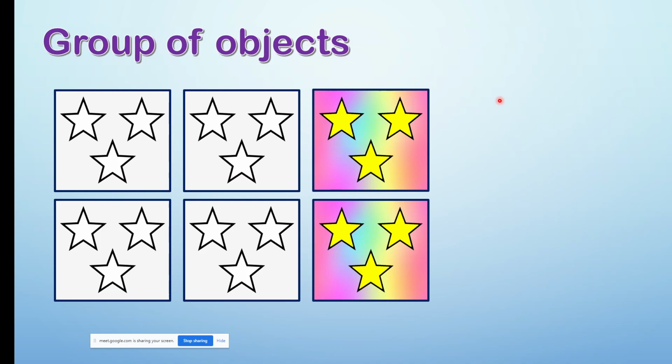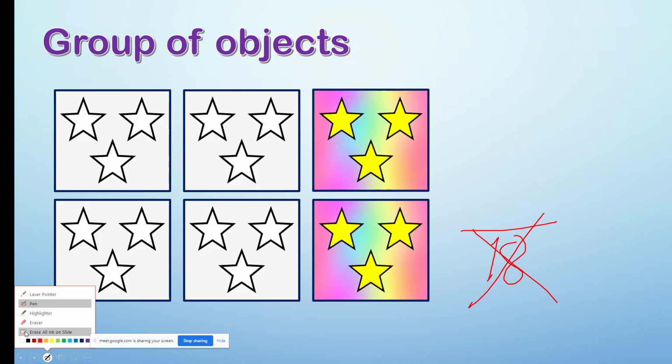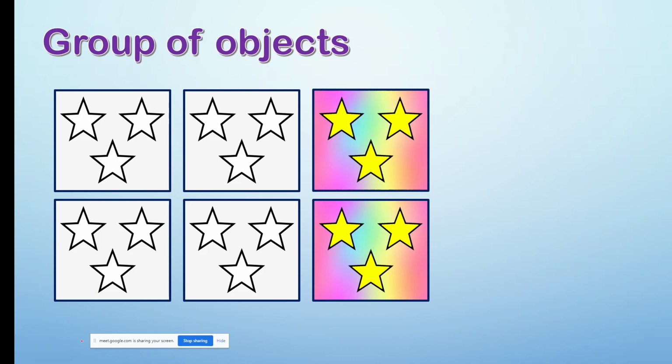You have 18 stars. But this time, you will not write 18 as the denominator. You will not write like this, over 18. No, this one is not correct. You will not count the stars anymore. You will be counting the groups. You have how many groups? 6. You have 1, 2, 3, 4, 5, 6. So, the denominator will be 6.